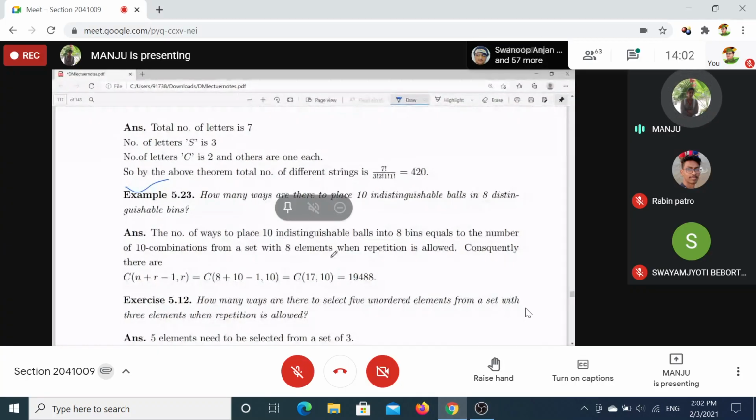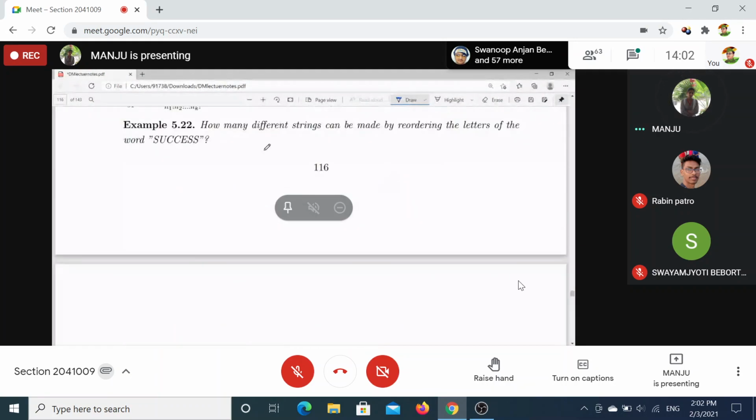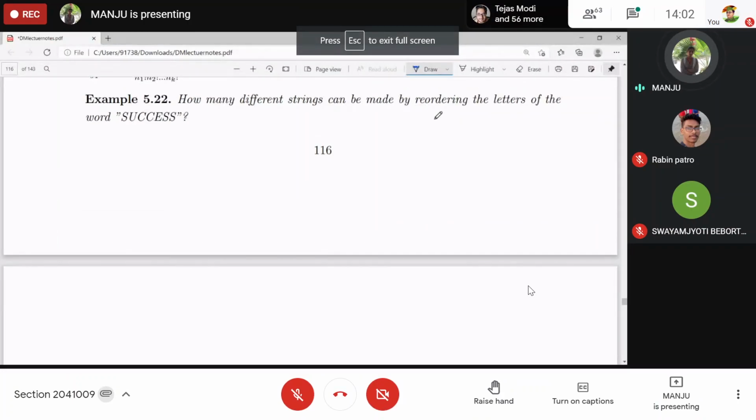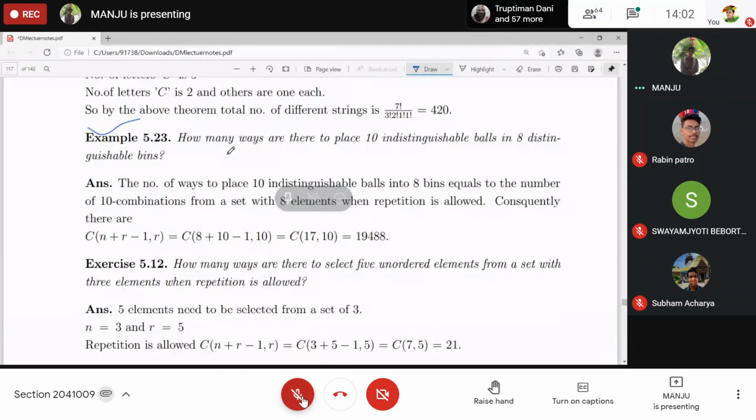In the last lecture, I stopped at this one, right? How many different strings can be made by reordering the letters, right? Any doubts now?